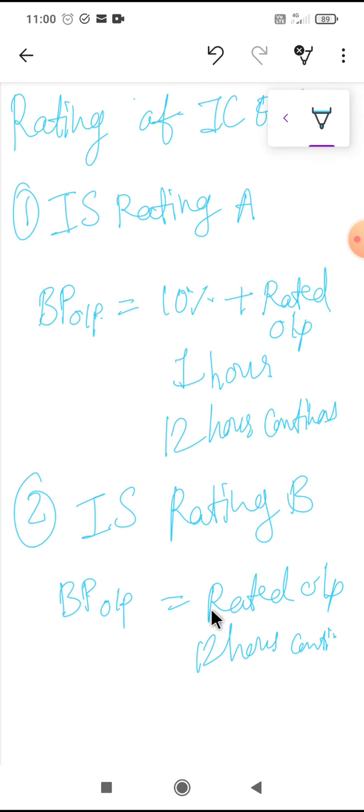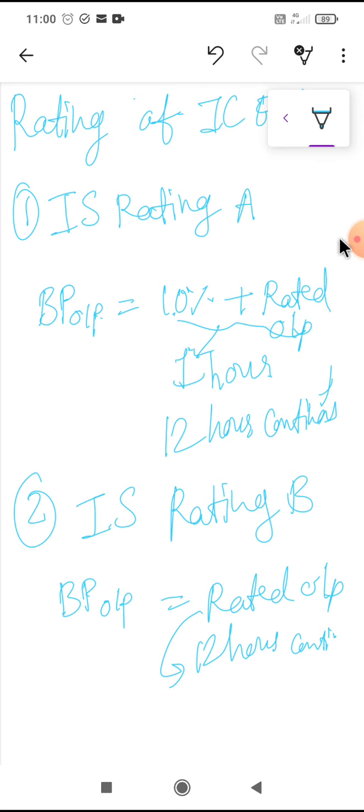So here, whatever is stated as the rated output, it should give for 12 hours continuously. While here, the 12 hours continuously rated output should be given, but in those 12 hours, for any 1 hour, the output should be greater than the rated output, 10% higher for 1 hour. So this is the difference between A and B.